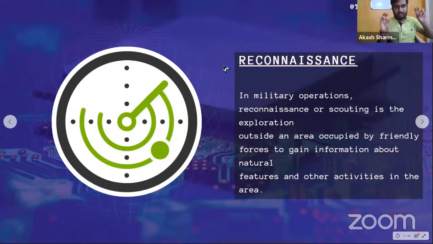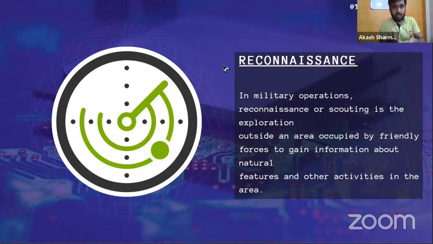If you go with the literal definition, reconnaissance is used in military operations. It's a military term, in use in defense, and it means scanning the area for a specific target, getting more information about the natural features and characteristics of the environment, like what other activities and things are happening in that particular attack surface or area of focus, basically.